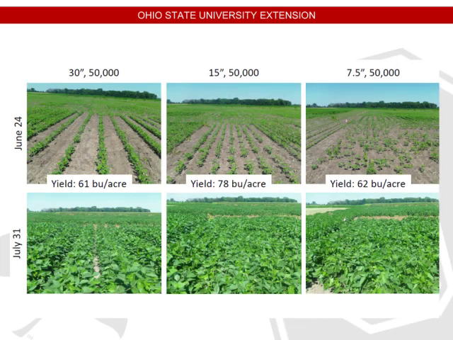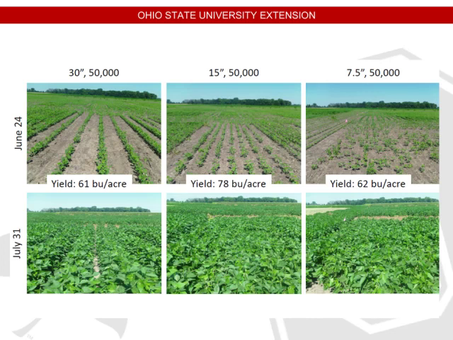This is a picture of 3 of our plots at the western location, in Clark County. Going left to right, 30 inch rows, 15 inch rows, and 7.5 inch rows planted at 50,000 seeds per acre. And 50,000 seeds per acre is not something I'm promoting in any way, shape, or form. But when you do research, you get to do a lot of weird things that you guys would never consider doing.